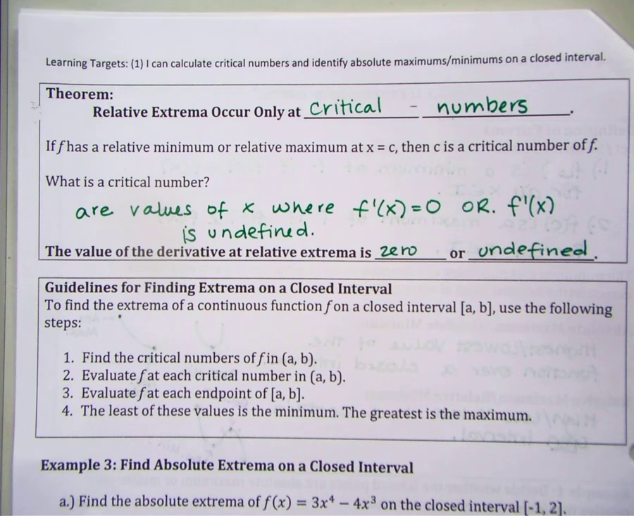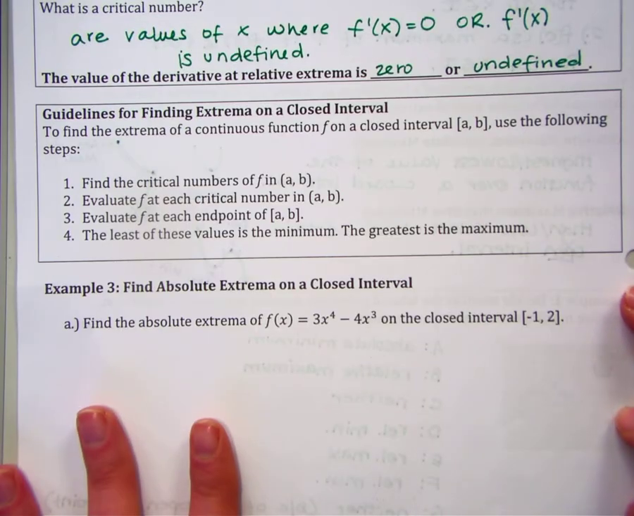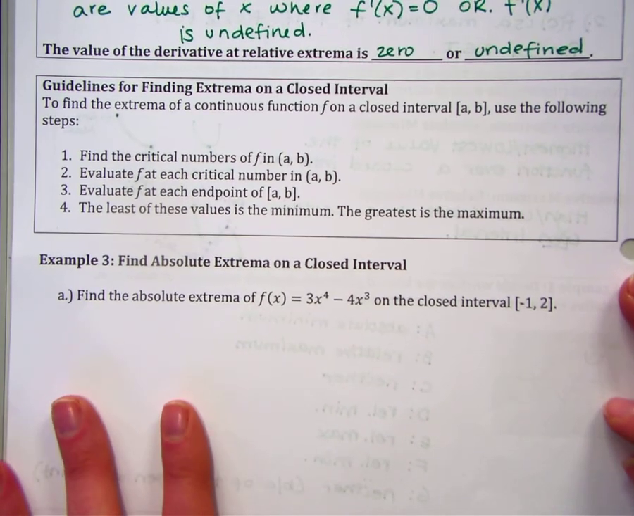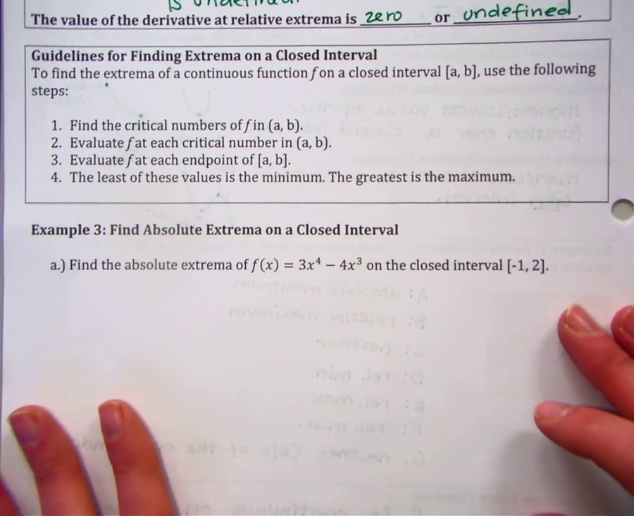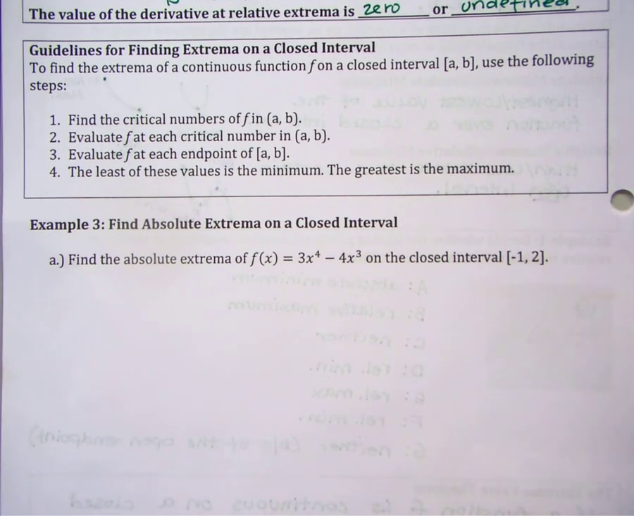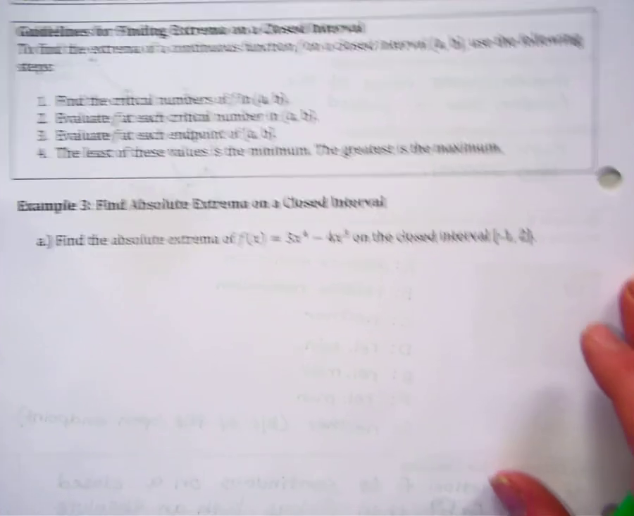So here we have a little recipe. I won't read it off to you. I'm sure you can do that on your own. But we will use it as we start working on some examples. So how do I find the absolute extrema on my function? Here I've got a quartic function. I'm not going to graph it. I'm going to follow those guidelines right above.